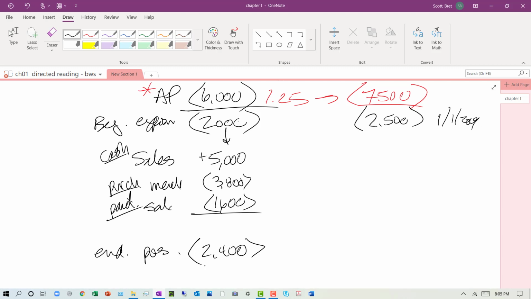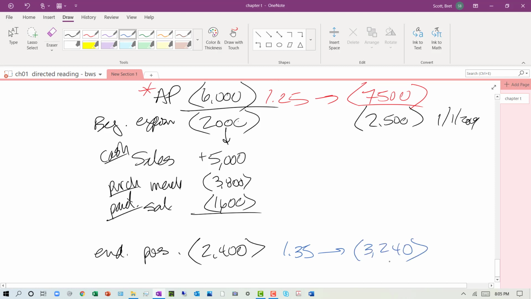Okay, so ending position went from 2,000 to 2,400. If I look at the current rate, 1.35 at that time, I go across there. I would say that in US dollars, that's 3,240. Well, initially it started with 2,500. Now I'm down to 3,240.